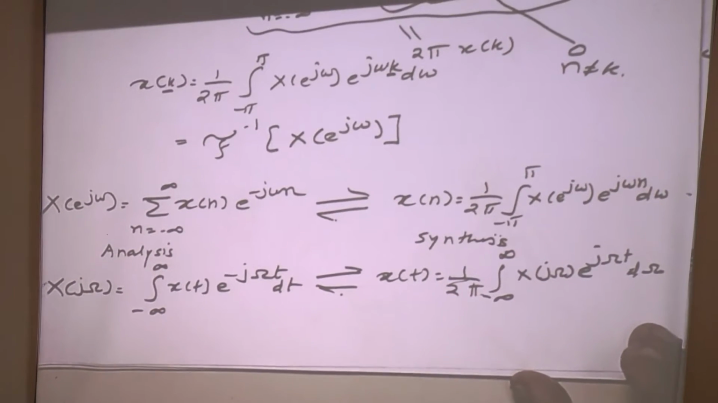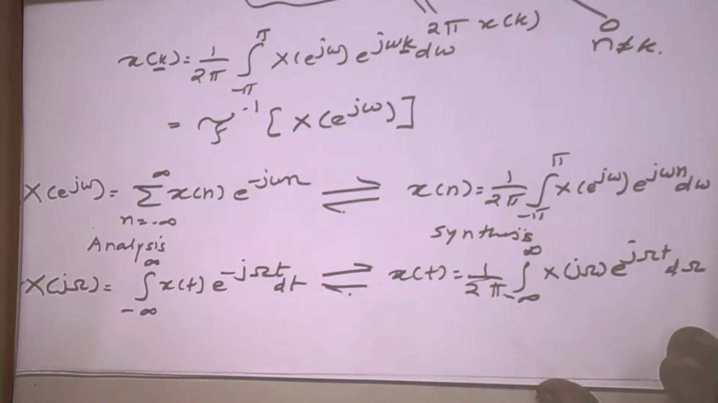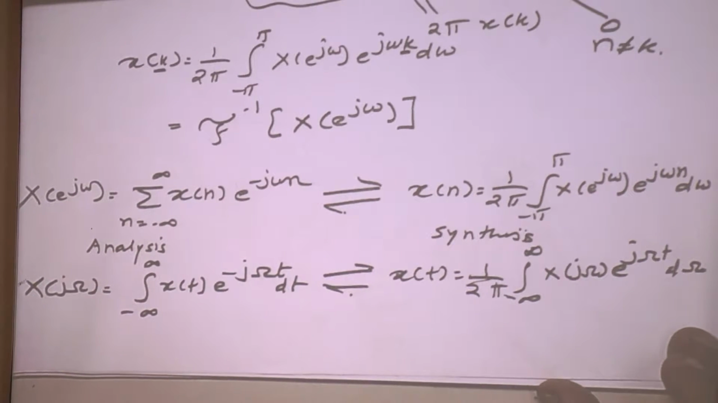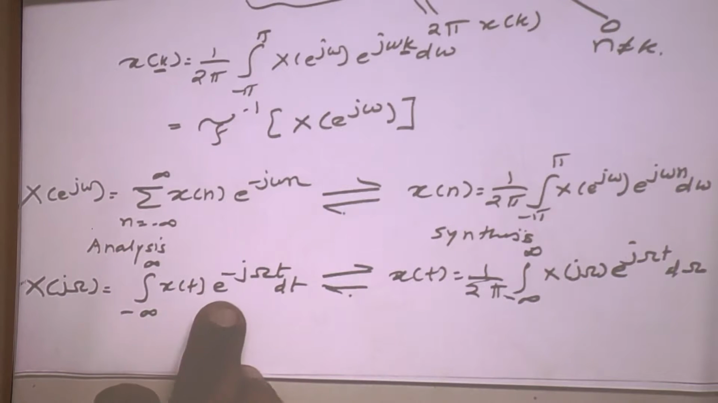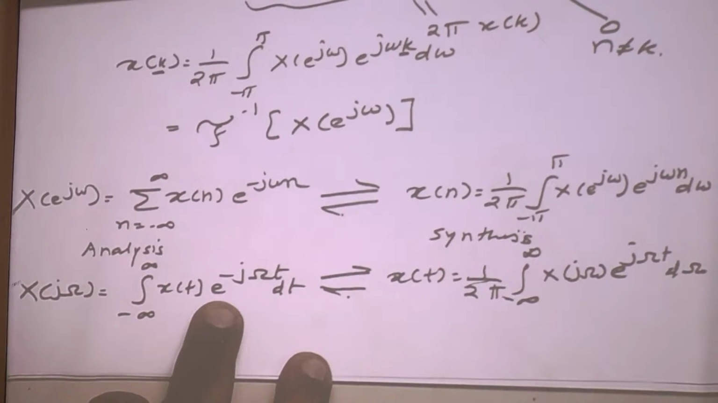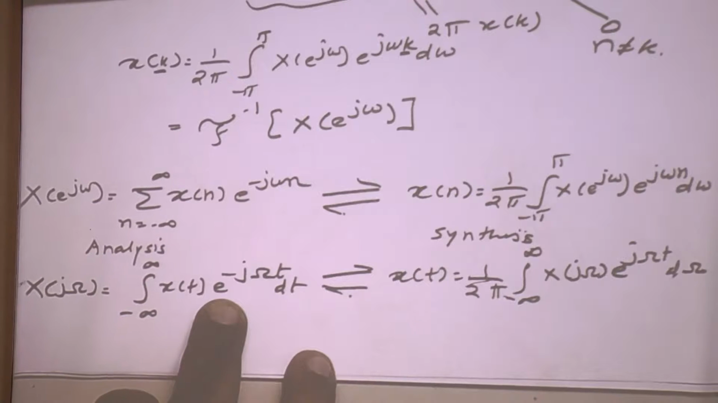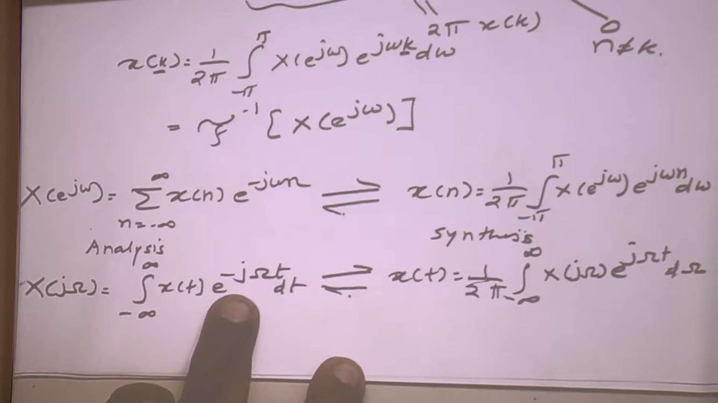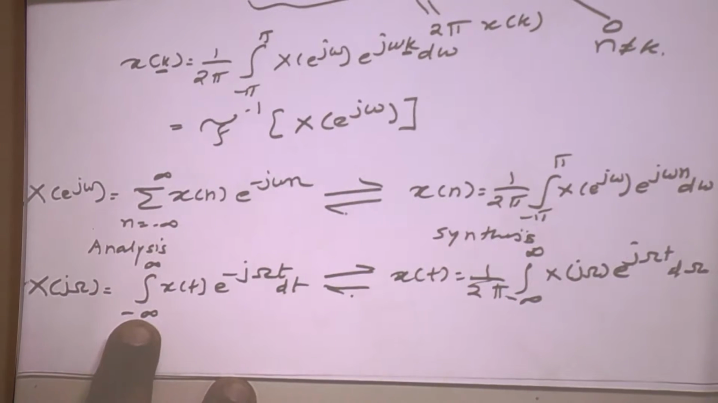Relations are almost the same except for the change of meaning of frequencies. Capital omega is small omega by T, or small omega is capital omega times T, except that there is no change in the equation. You see, when you take a Fourier transform of a continuous time signal, you multiply that by an infinite set of orthogonal basis functions, complex exponentials, in the form of e to the power minus j omega t. x of t is multiplied by this infinite set of complex exponentials and integrated over minus infinity to plus infinity, because x of t exists from minus infinity to plus infinity.